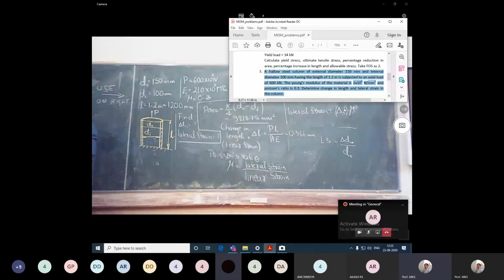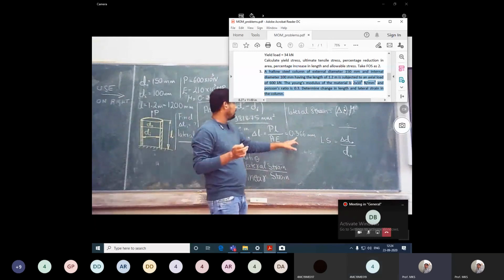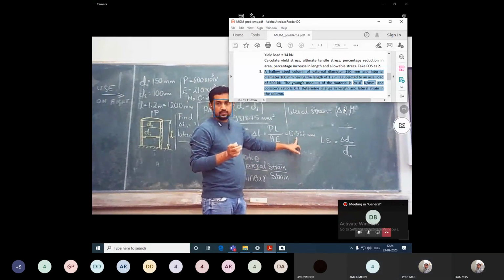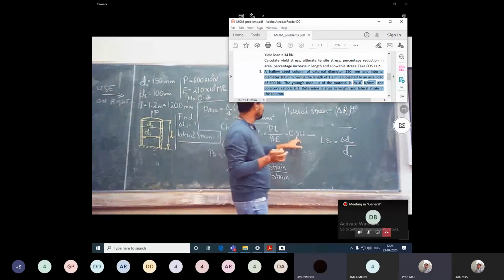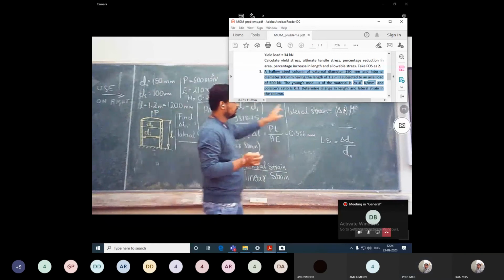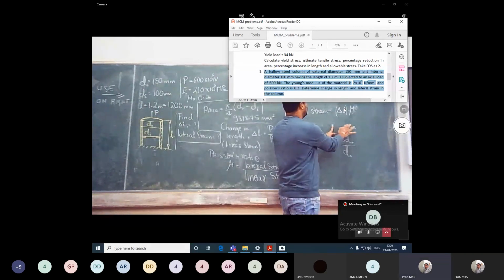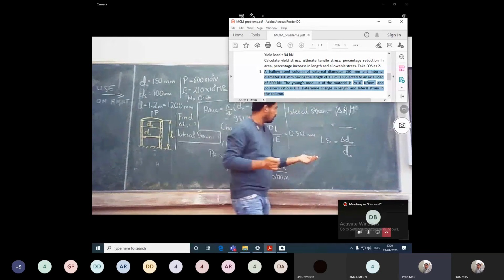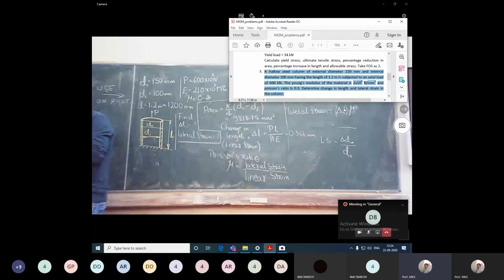This value, 9.15 into 10 raised to minus 5. 0.1098. So it is just a multiplication. Change in length, it is right. 0.366. So if it is right, just multiply 0.366 into mu. Mu is 0.3. Lateral strain is just a multiplication. You just do it. The answer is 0.10998.